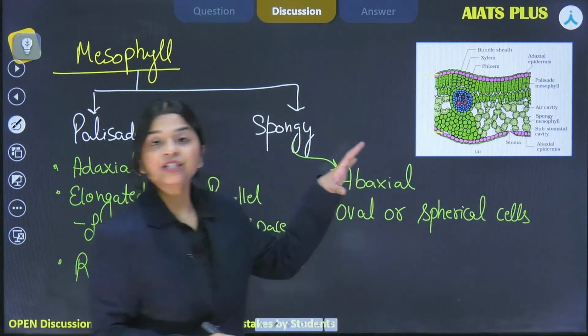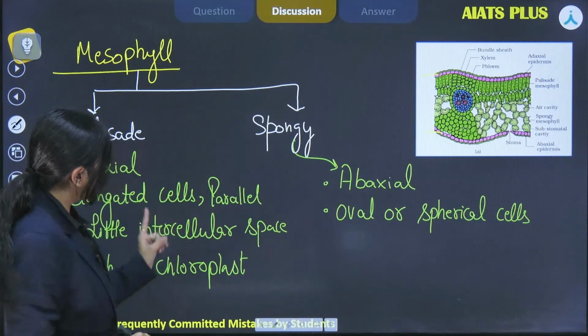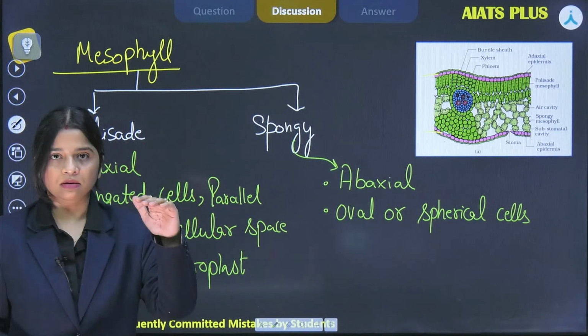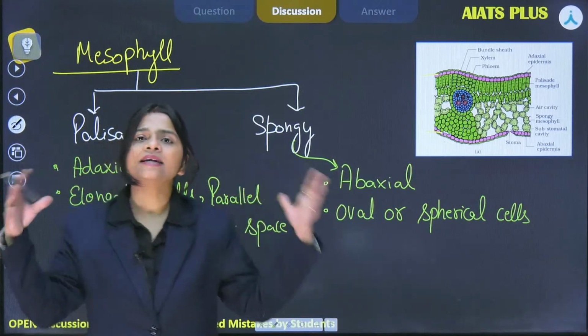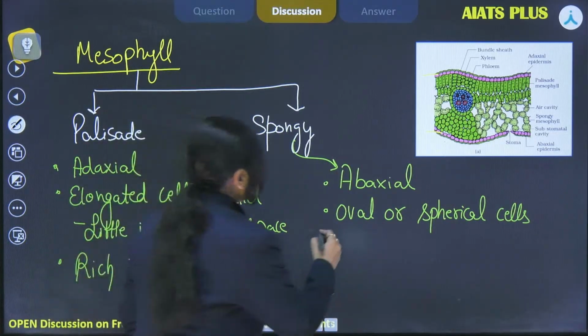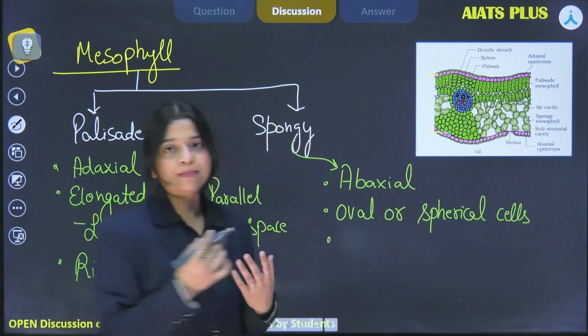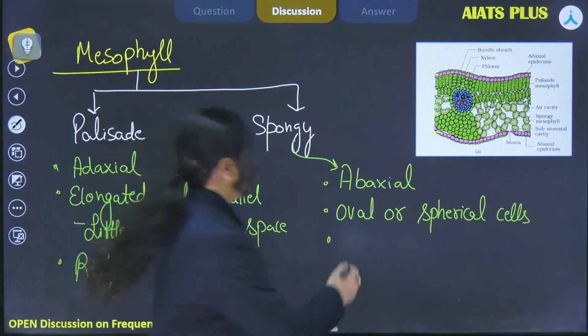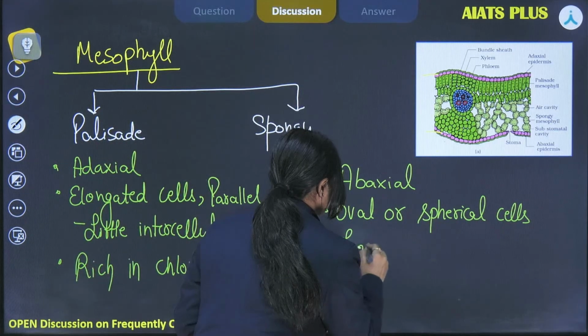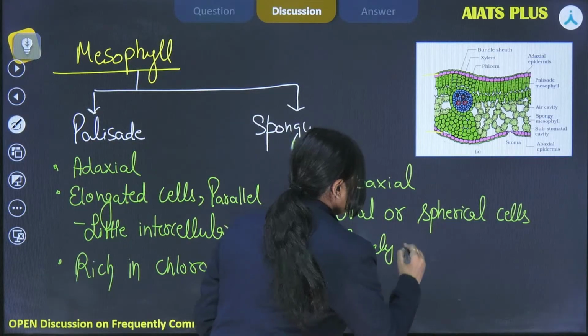Right, oval or spherical cells. Also, in this case, these are not parallel, they are just scattered. And third, they are not closely packed, they are very loosely packed. So the cells are loosely packed.